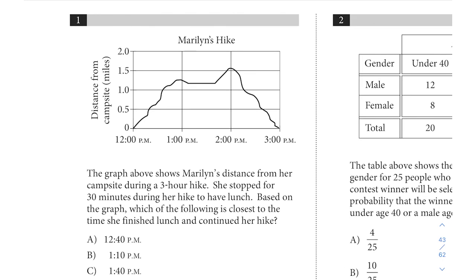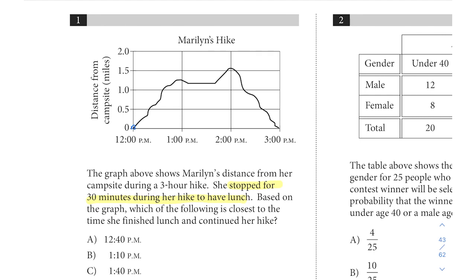So for question number 1, they show us a graph of Marilyn's hike, and the question reads: the graph above shows Marilyn's distance from her campsite during a 3-hour hike. She stopped for 30 minutes during her hike to have lunch. Based on the graph, which of the following is closest to the time she finished lunch and continued her hike? Well, let's see what happened during lunch.